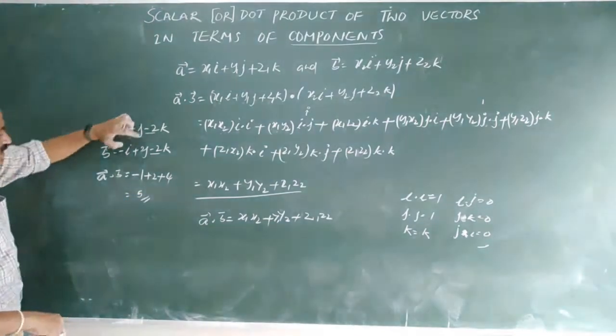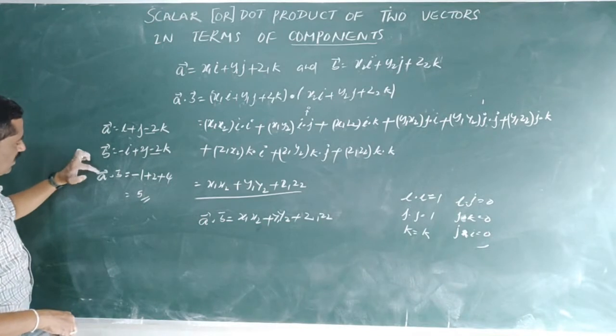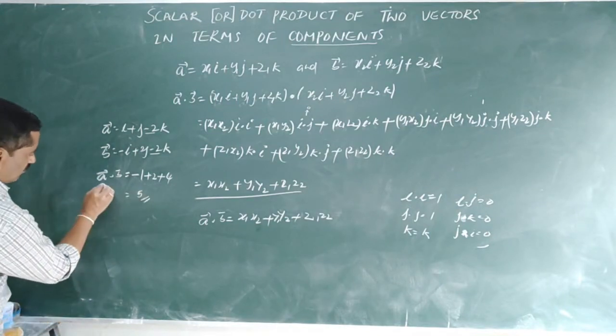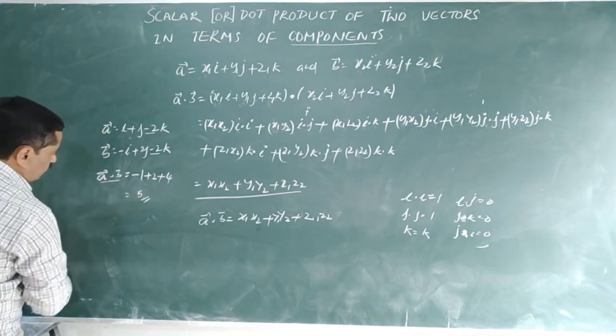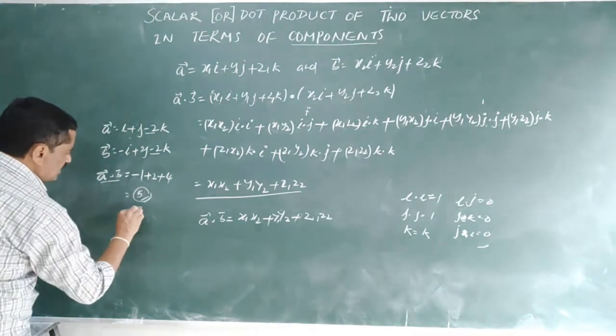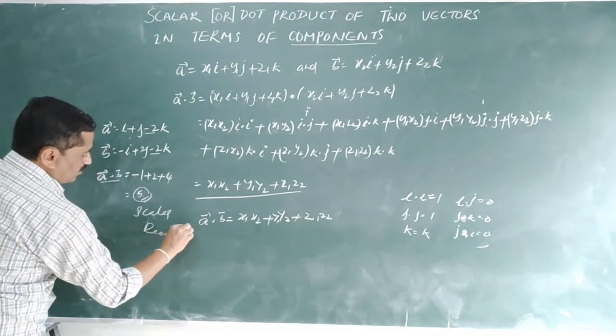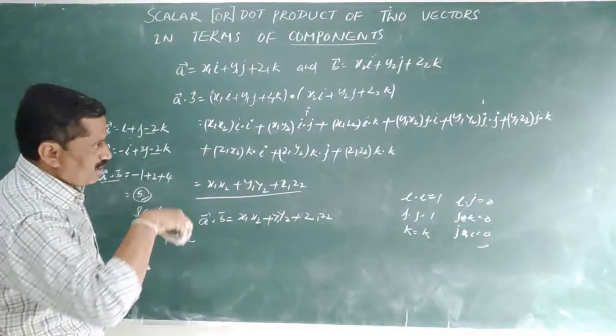So this is the scalar product of A bar and B bar. Remember, always the dot product of two vectors is a scalar or a real number. You should remember this. Again, another example.